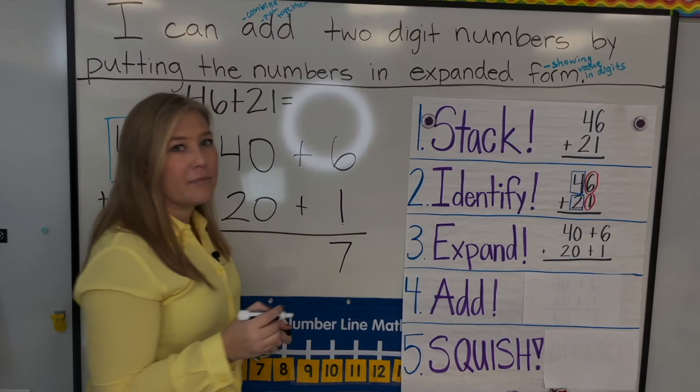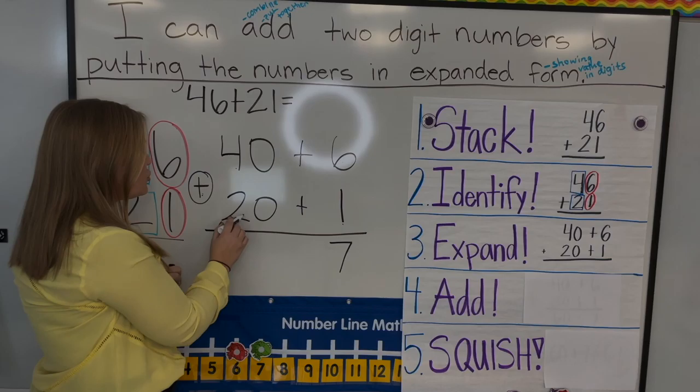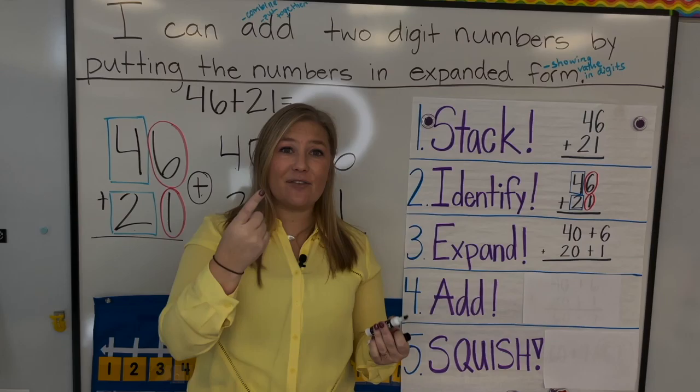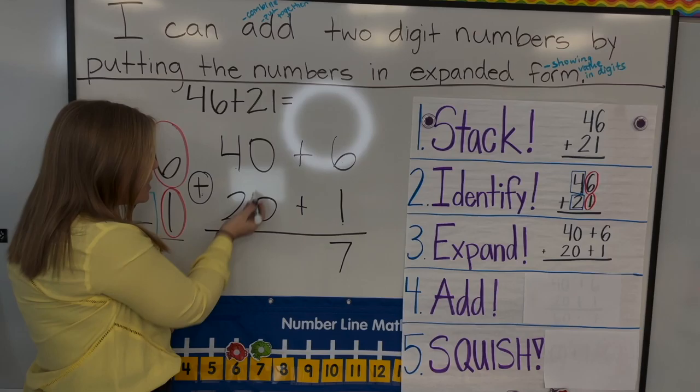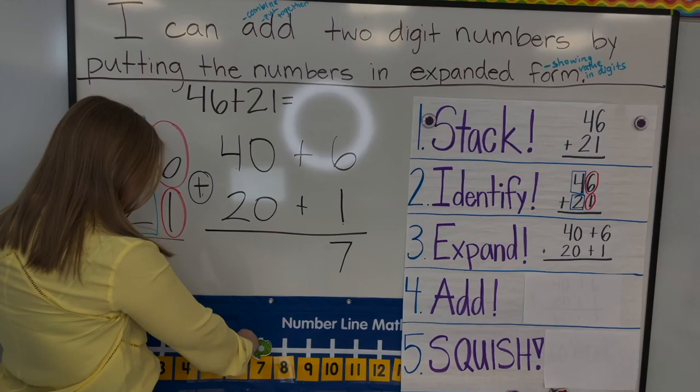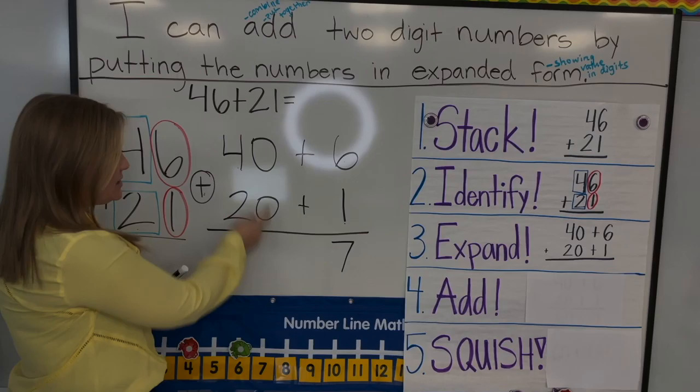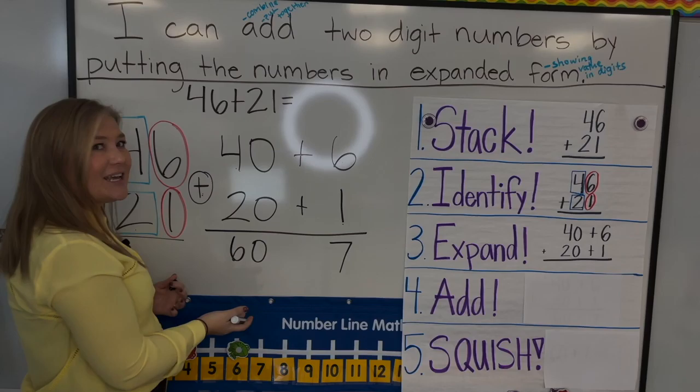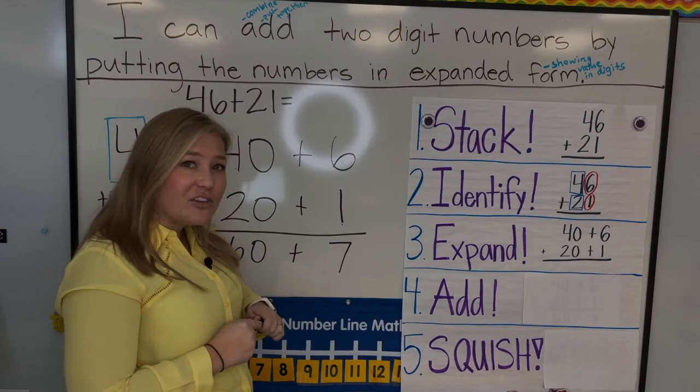Now let's add together our tens place. I have 40 plus 20. I could count up 40 and then two more tens, 50, 60. I could also look at this and just look at the tens place because I know my zero is gonna stay the same. So I can also look at this as four plus two, equals six. So bring it down. Four tens plus two tens is six tens or 60. So now I have finished adding.